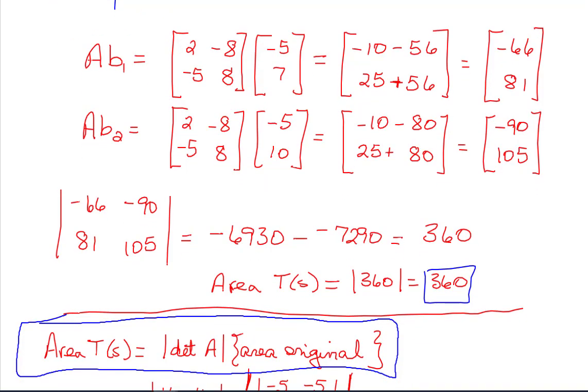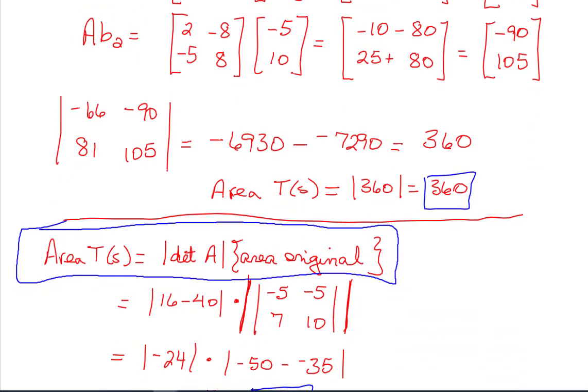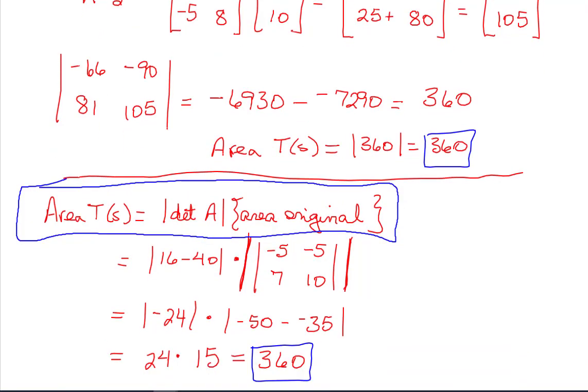Now we have a formula in the book that says the area of the image is simply the absolute value of the determinant of the original matrix A, multiplied by the area of the original. Okay, so well, what was the determinant of A? 2 times 8 is 16 minus 40. That's in absolute value. So I get the absolute value of minus 24, which is 24. So got that.